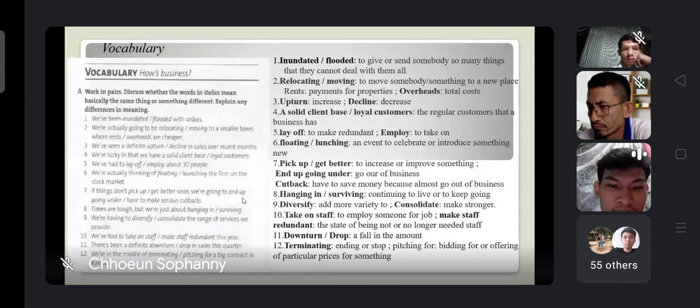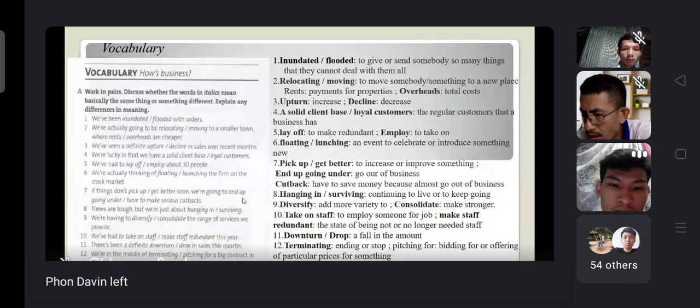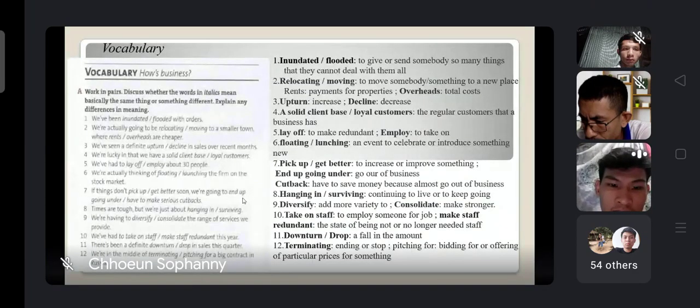And 11 is downturn or drop. They have the same meaning. The fall in the amount. That means you downturn the amount of sale. You downturn the something that you sell from month to month. That means decrease something that decreases by month or years.